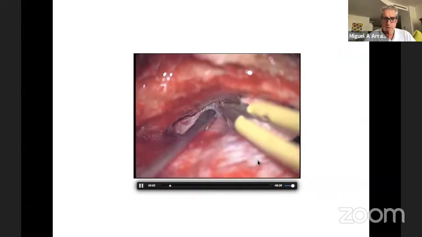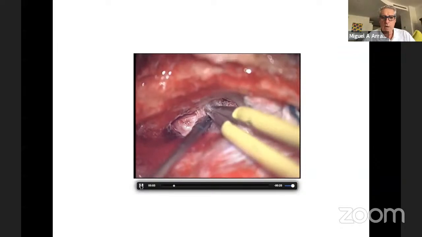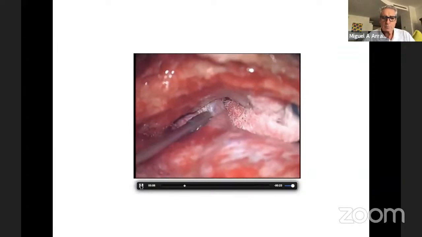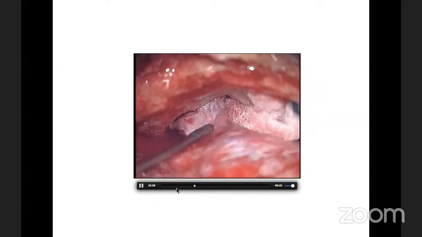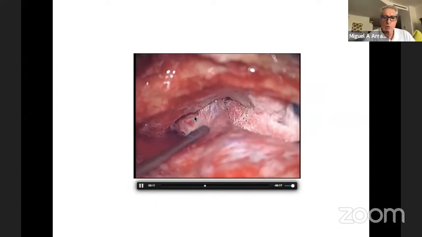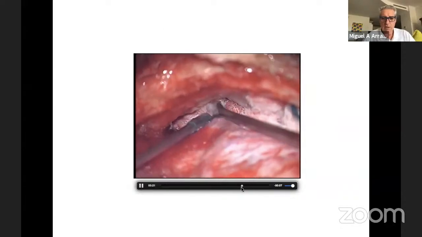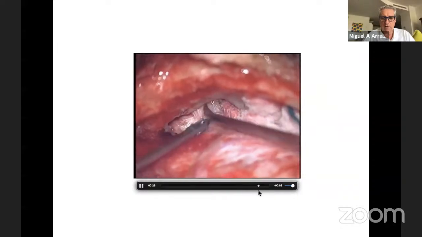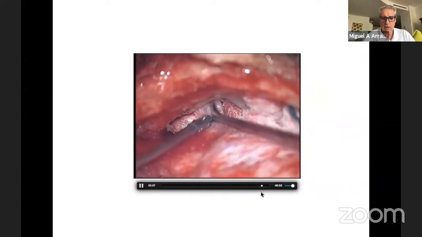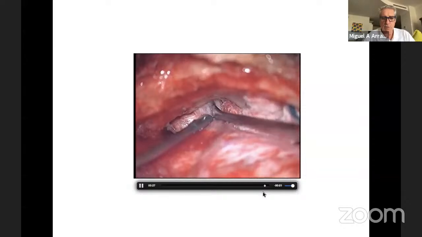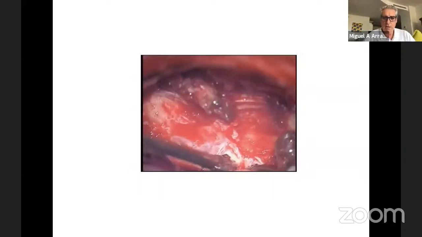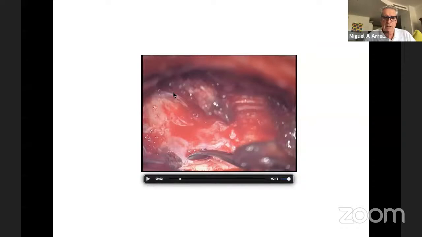So doing that, this is the way. We are at the right side and we are trying to identify the middle meningeal artery and the third division. In that case, they are together and we have to make some dissection. And that way, in this case, we have identified at the right side of the dissector the middle meningeal artery. At the left side, you can see the third division of the trigeminal nerve. So in that moment, this is the third division.